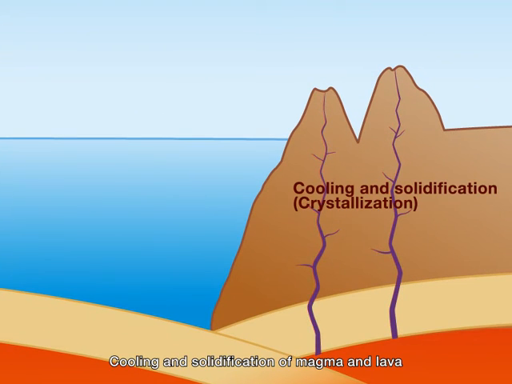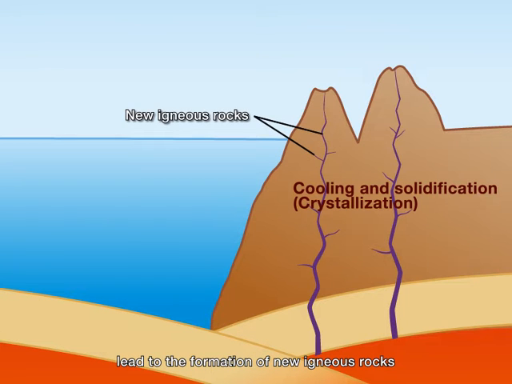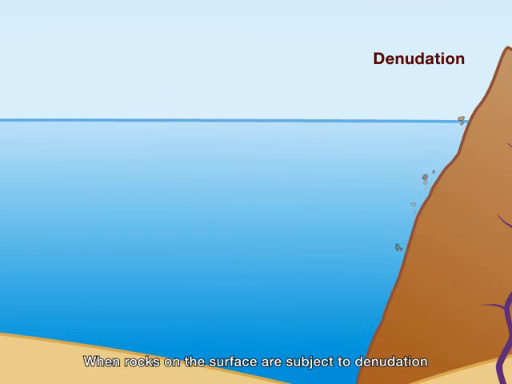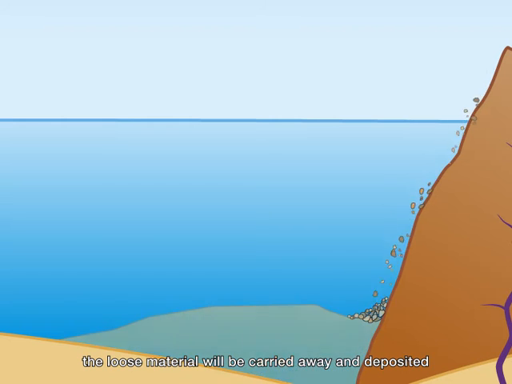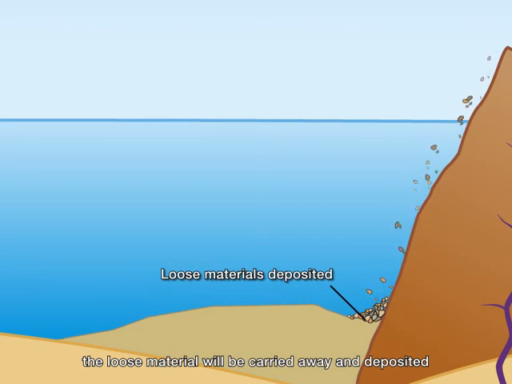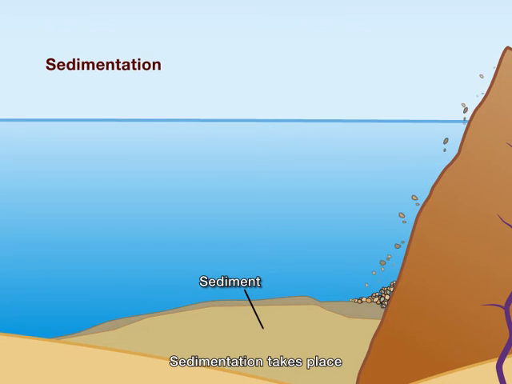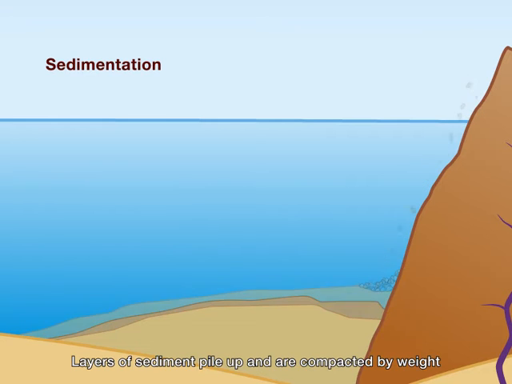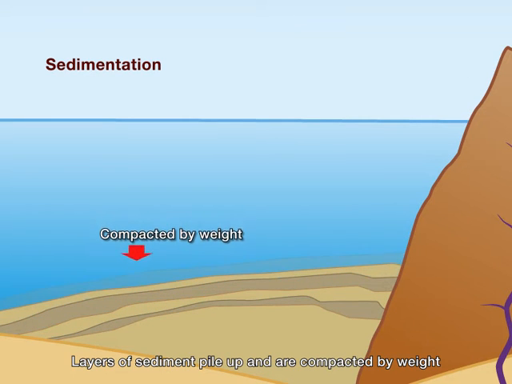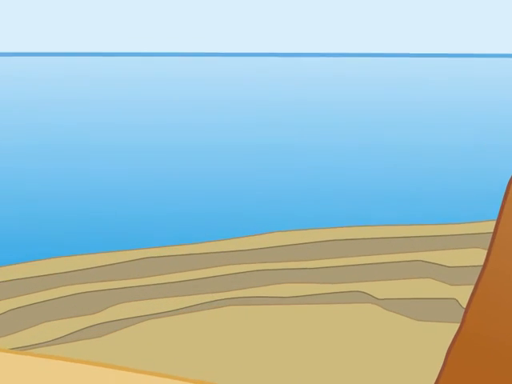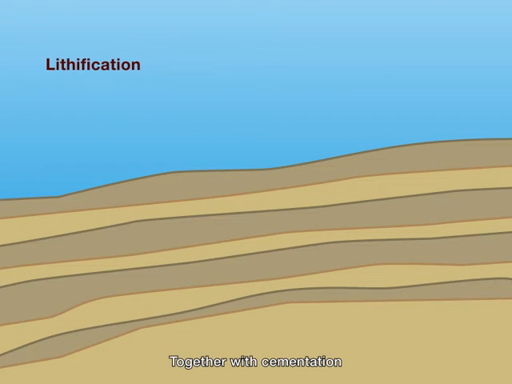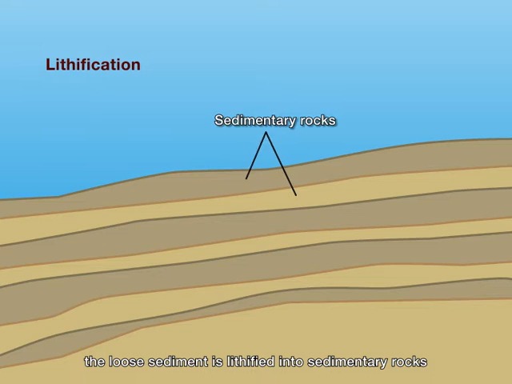Cooling and solidification of magma and lava lead to the formation of new igneous rocks. When rocks on the surface are subject to denudation, the loose material will be carried away and deposited. Sedimentation takes place. Layers of sediment pile up and are compacted by weight. Together with cementation, the loose sediment is lithified into sedimentary rocks.